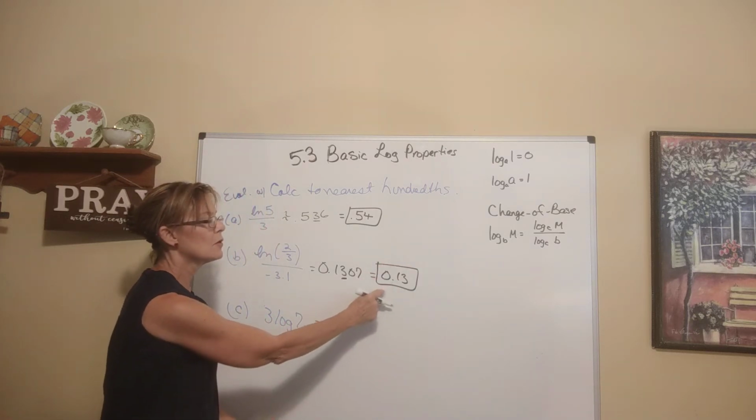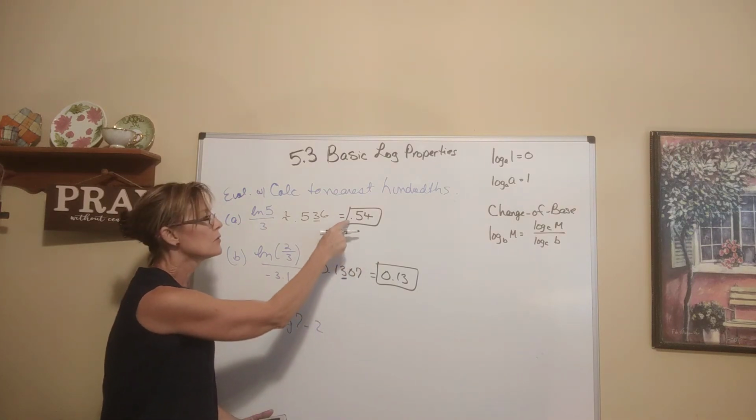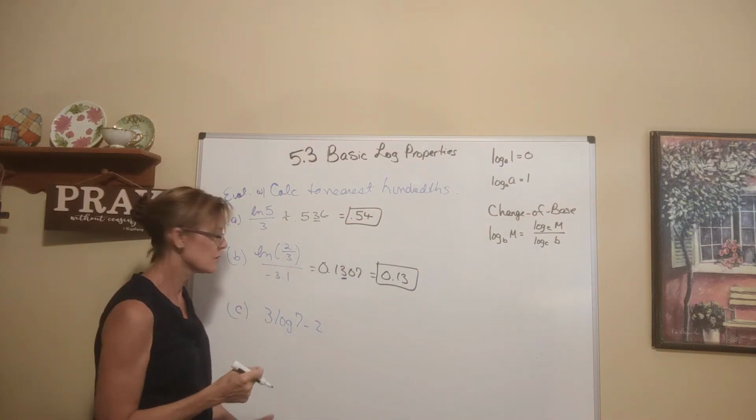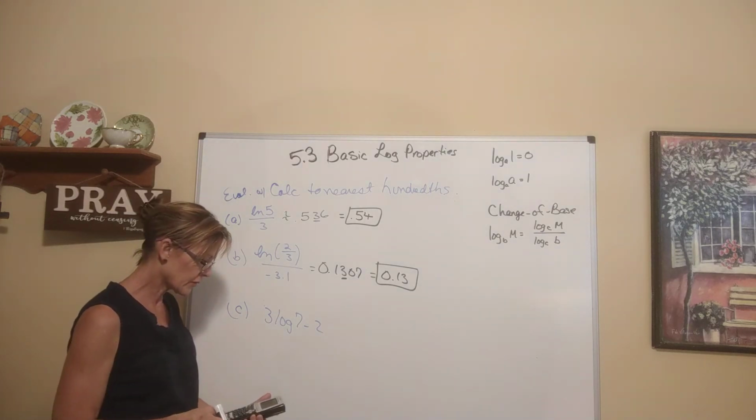If you notice, I put 0.13 here and I put 0.54 here. Those mean the same thing. If you don't see anything in front of the decimal, there's a 0 there. Okay, let's do this one. The answer to this one is 3.